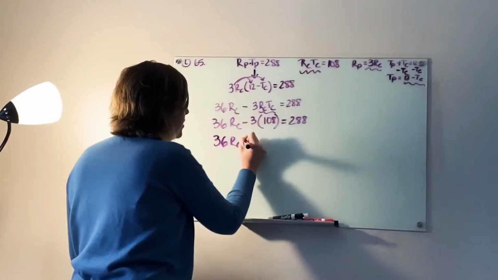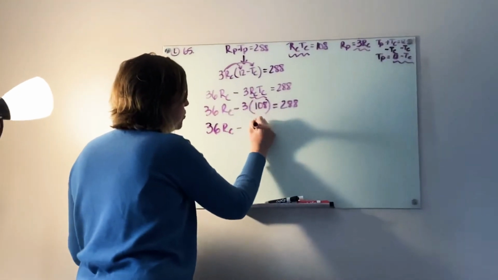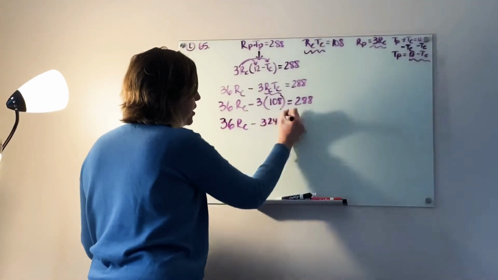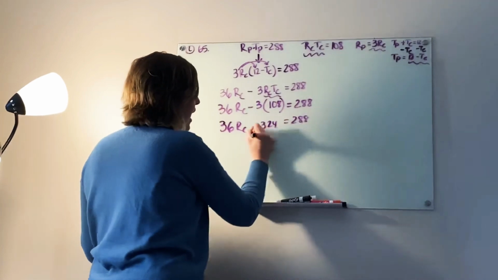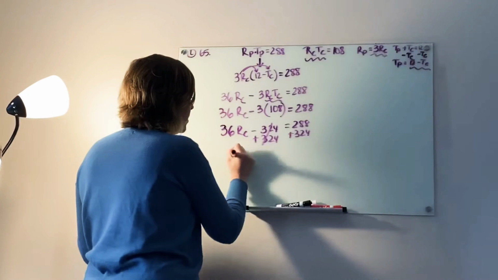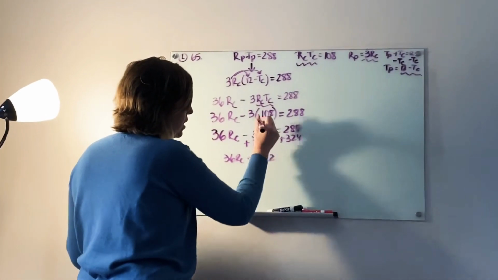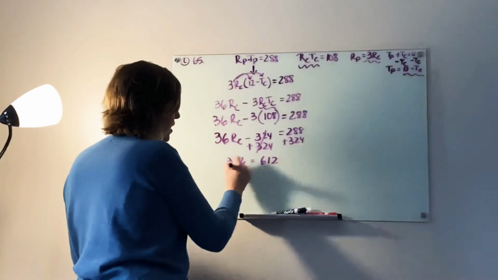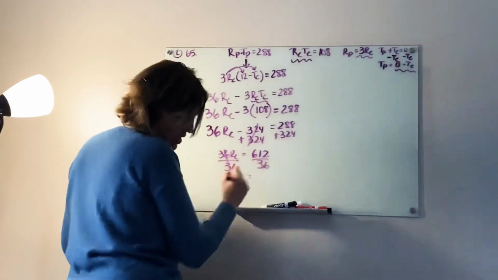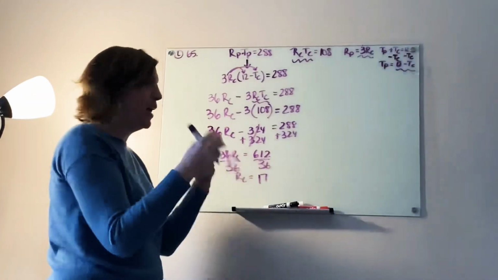So I'm going to distribute the 3: negative 3 times 108. 8 times 3 is 24, and then 3. So it's negative 324 equals 288. Now I'm going to have to add 324. So I end up with 36RC equals 612. Divide by 36, and RC equals 17. So now, little by little, I can unlock that.